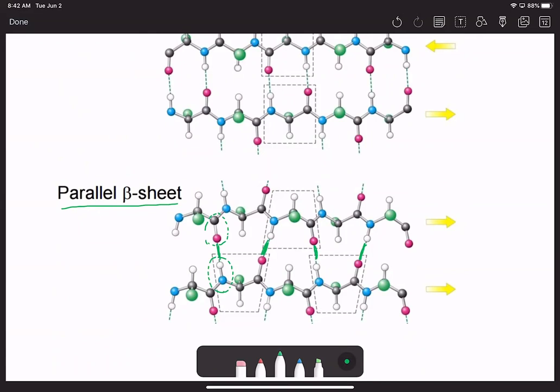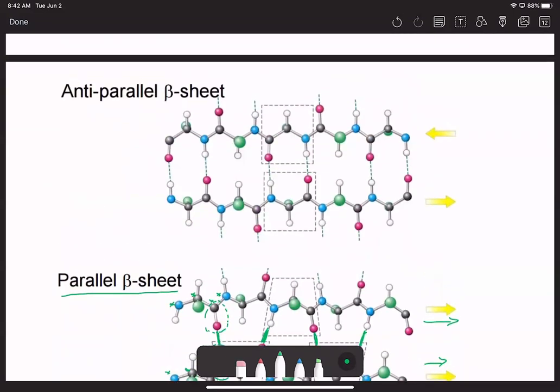If we follow the order, here's nitrogen, carbon, carbon, nitrogen, nitrogen, carbon, carbon, nitrogen, and they run in the same direction. They're identical, and they run in the same direction as far as the order of nitrogens, carboxyl carbons, and alpha carbons that we have there.